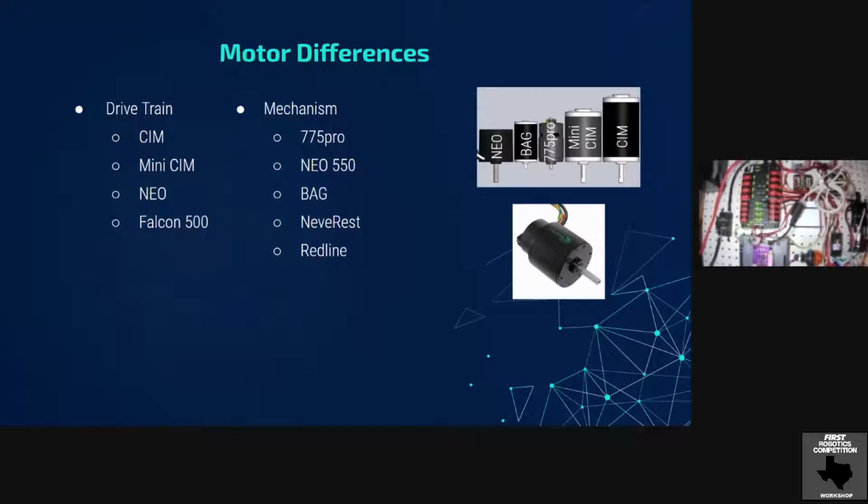I do want to point out that for the 775, it has this wire back right here.